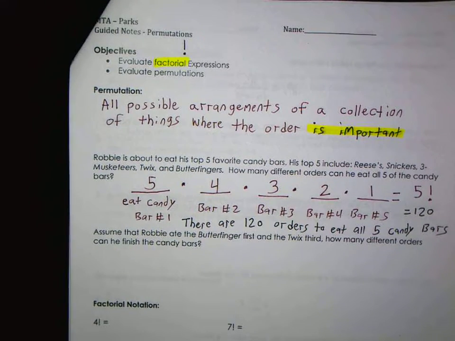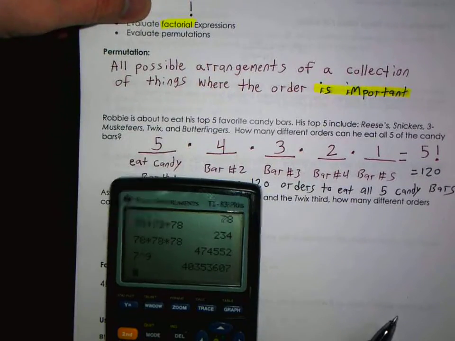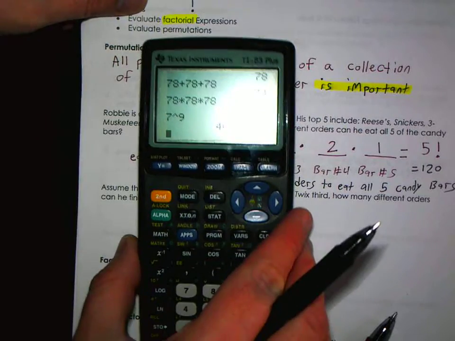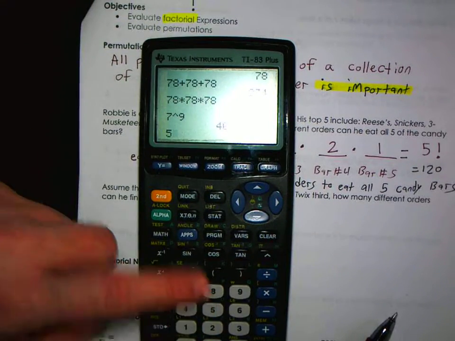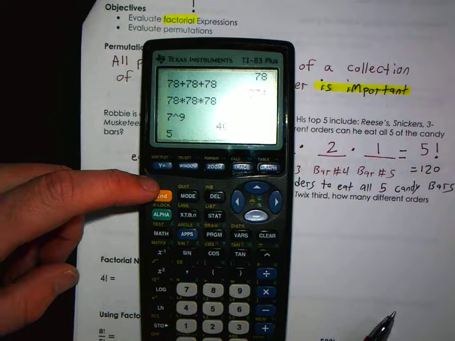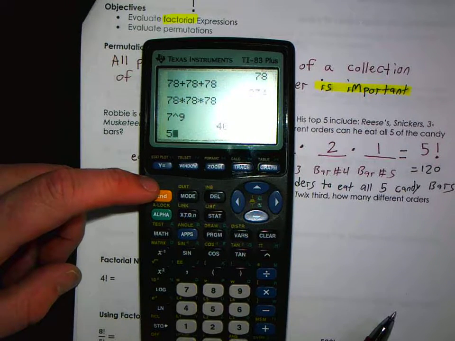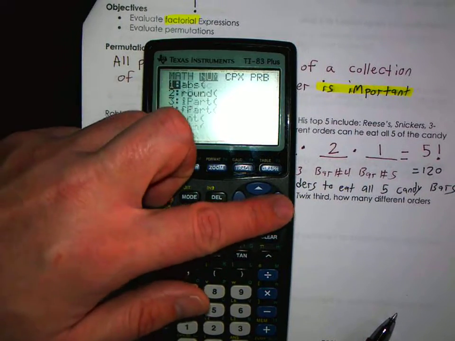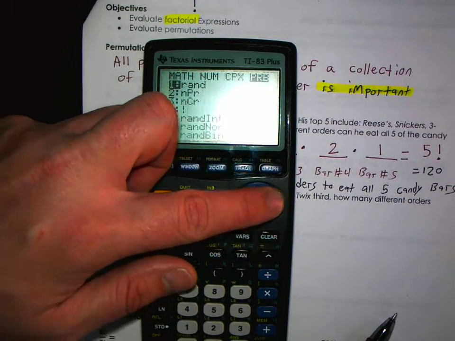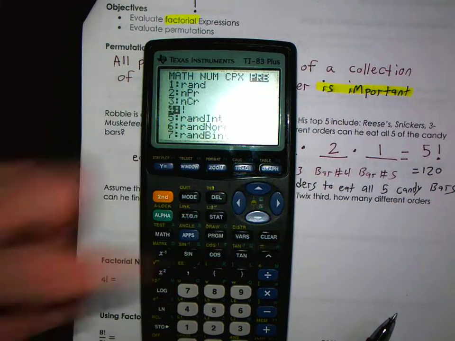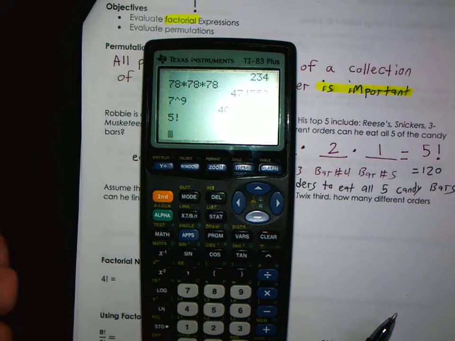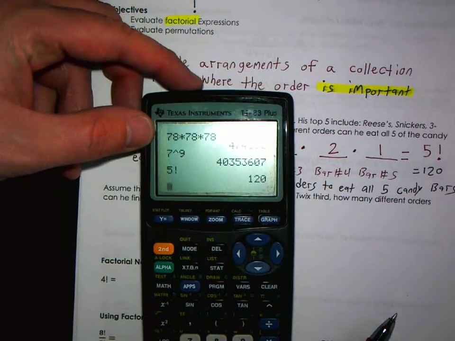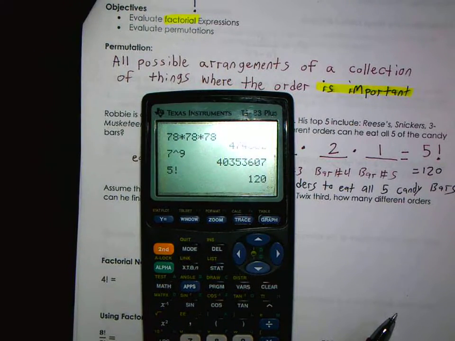Also, your calculator can do this. So you just go 5, and then it's under, I always forget, math, I believe. I believe it's under number. No, it's under probability. That makes more sense. There you go. And it spits out 120. 5 times 4 times 3 times 2 times 1.